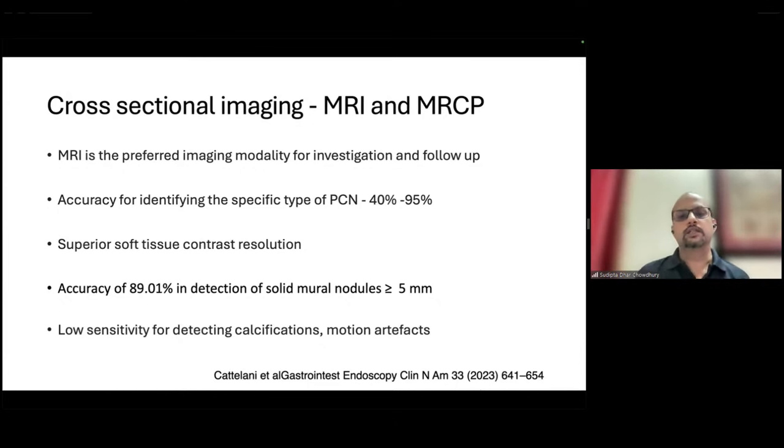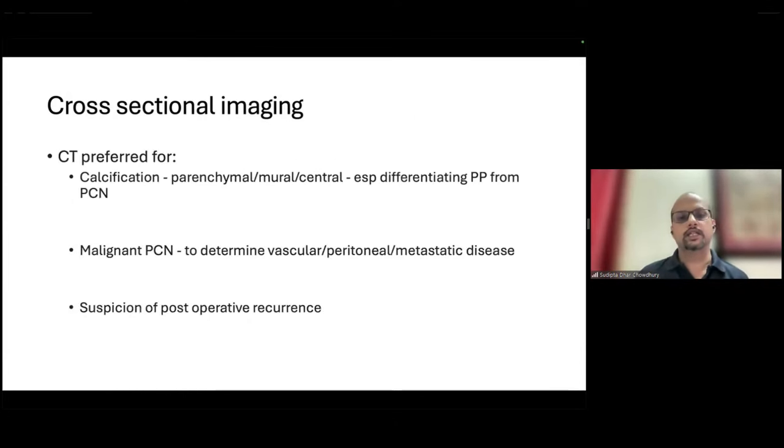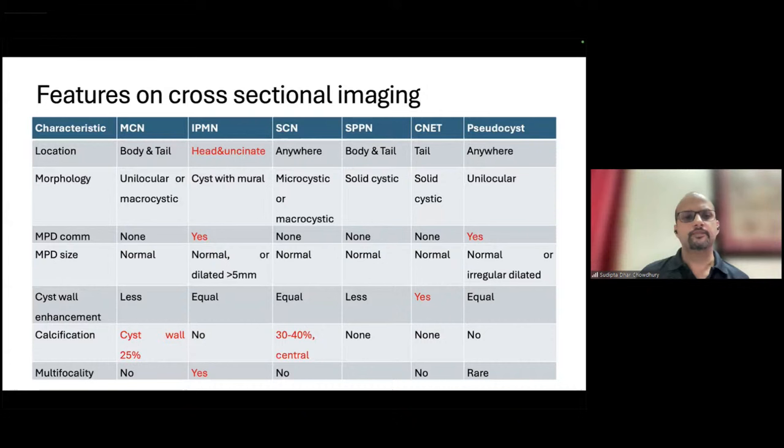And in certain situations, CT scan is required, especially if there's calcification, to determine whether you're dealing with parenchymal, mural, or central calcification, and especially when you're trying to discriminate between a pancreatic pseudocyst and a pancreatic cystic neoplasm. Again, for malignant pancreatic cystic neoplasm, we need a CT scan to determine the vascular involvement, the peritoneal involvement, and the risk of metastatic disease. And if there's a suspicion of postoperative recurrence, we prefer to do a CT scan.